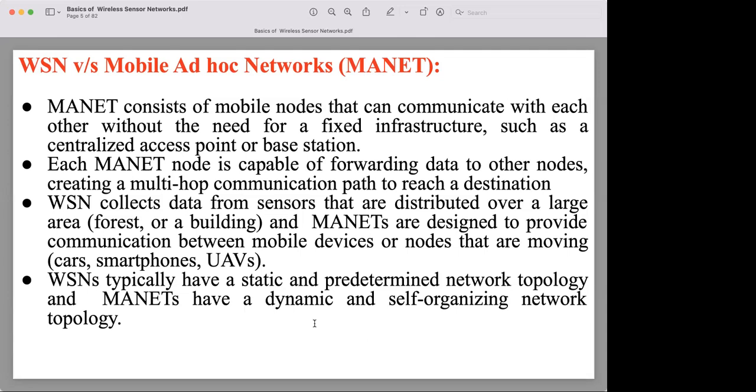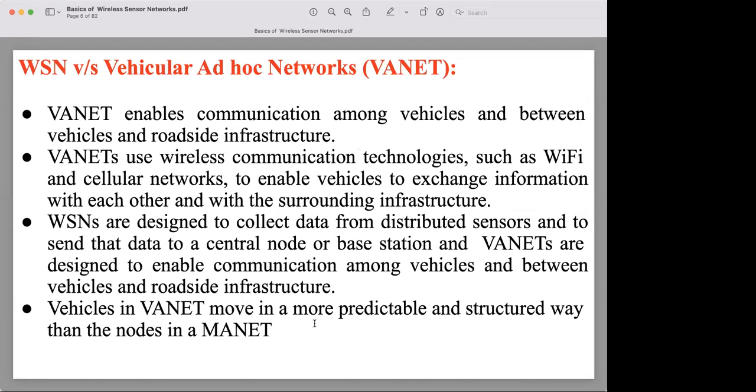Now we go to another class of wireless networks, which is the vehicular ad hoc network. Vehicular ad hoc networks enable communication among vehicles and between vehicles and the roadside infrastructure. So all these vehicles can communicate with each other, and they can also communicate with the roadside infrastructure so that they can communicate their information to the outside world. For communication over the roadside infrastructure, they use Wi-Fi and cellular networks, these types of communication protocols, to communicate the information the vehicles collect to the roadside unit for surrounding infrastructures and other things.